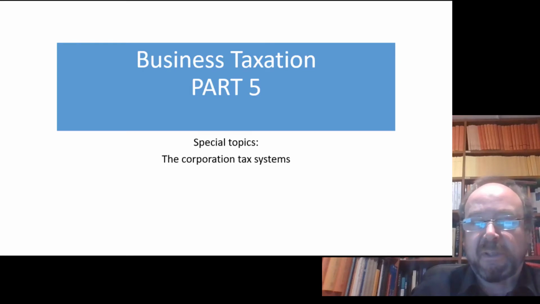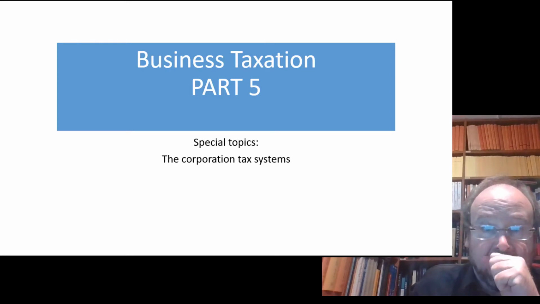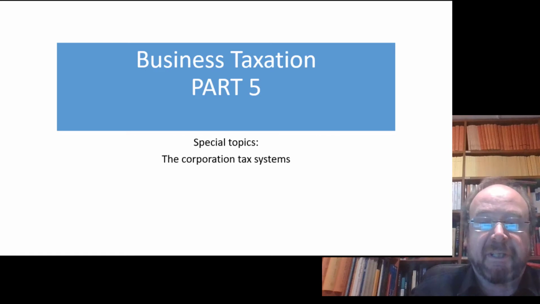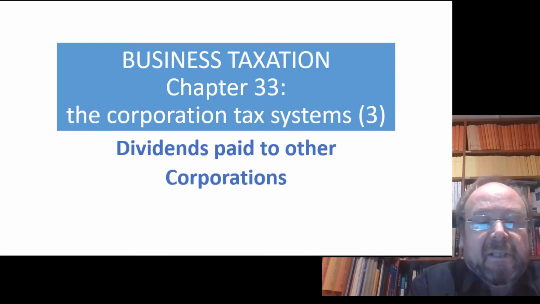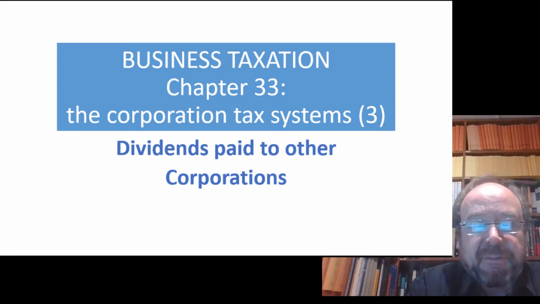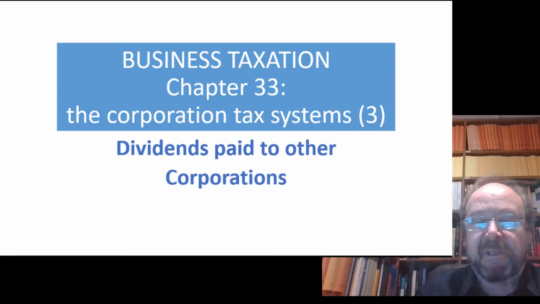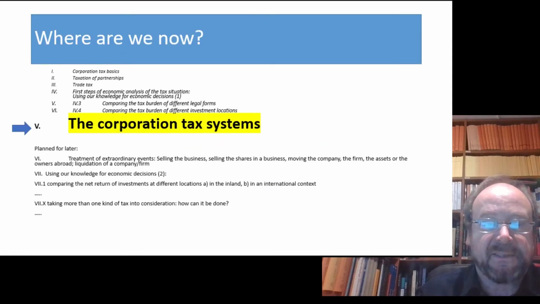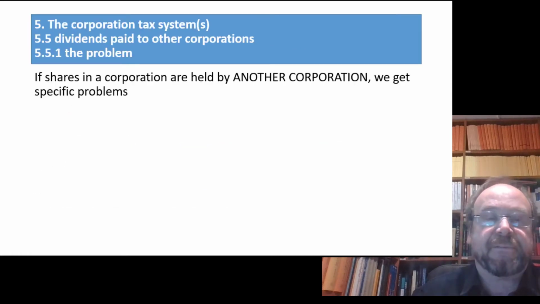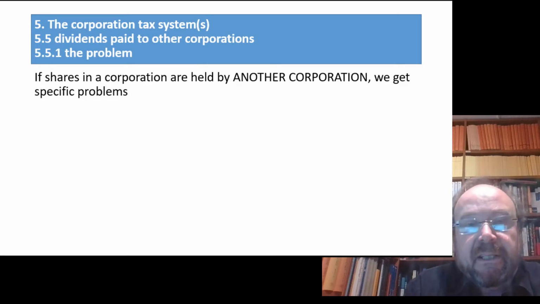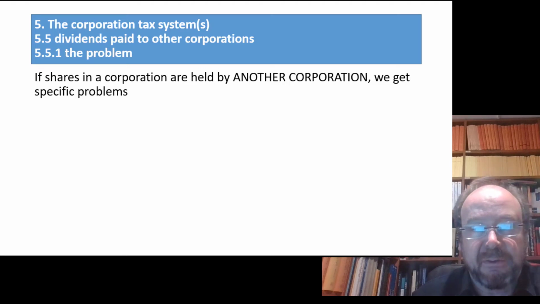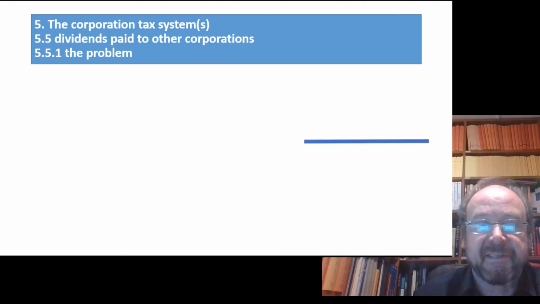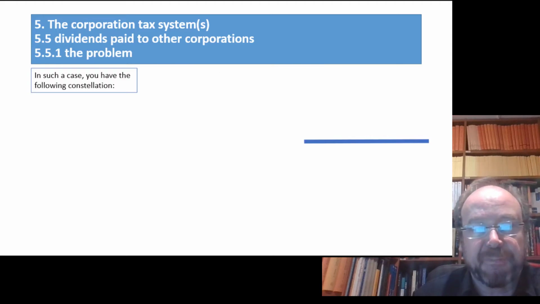Yeah, let's go on with our ideas on business taxation, and part 5 was, as you have already seen, the corporation tax system. And now we deal a bit with the background of dividends paid to other corporations. We are still here, chapter 5, and let's first look at the problem. If shares are held by another corporation, so when we have a kind of a group, we get some specific problems. And this is easily explained.